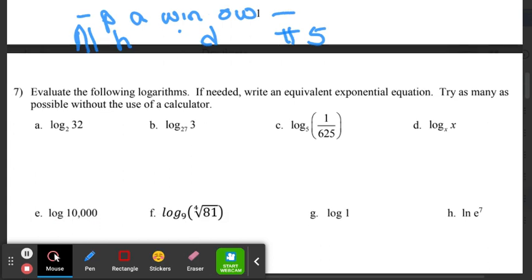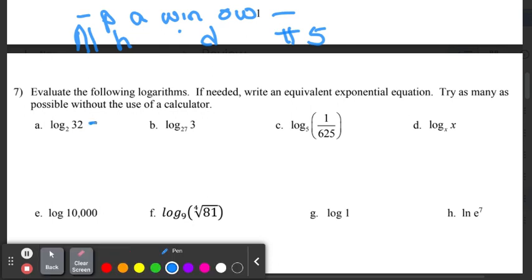So this number 7 says evaluate the following logarithms. If needed, write an equivalent exponential equation. Try as many as possible without using your calculator. Remember, a logarithm is just another way to write an exponent. So for letter A, log base 2 of 32. Technically, you don't have to show anything. You should just know the answer is 5. But you could do this: 2 to the what equals 32. That's what you're doing in your head when you find a logarithm. And we know 2 to the 5 is 32. So that answer is 5.